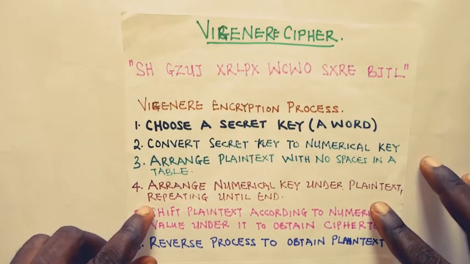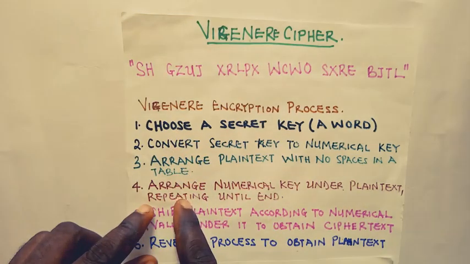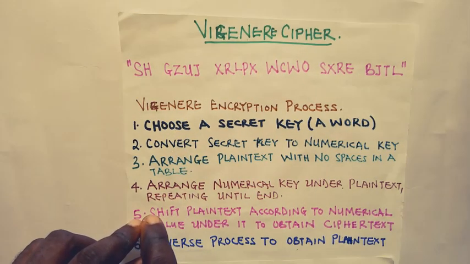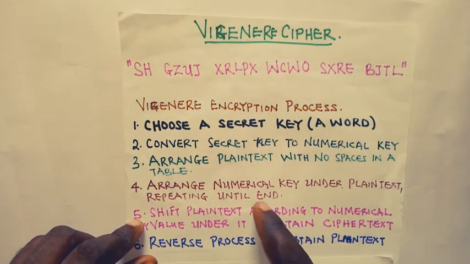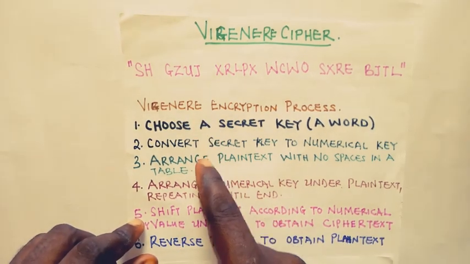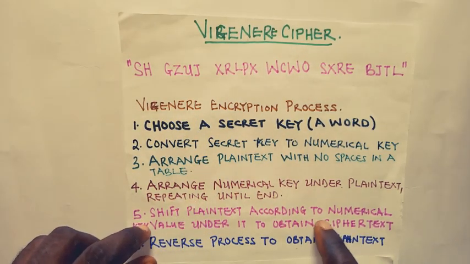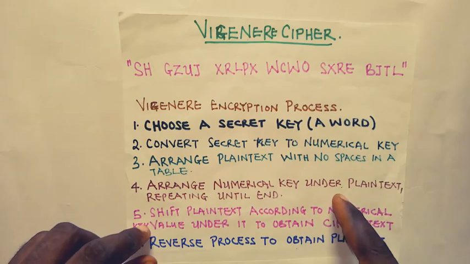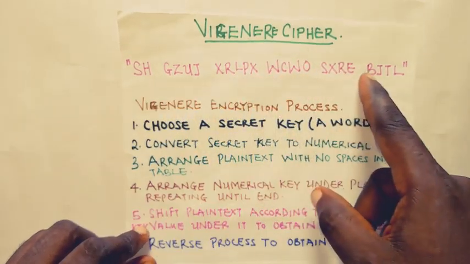Now come with me, look at this ciphertext here. All of this process has been applied up to this number 5 in order to obtain this. So in order for us to obtain this, we need to apply this in reverse order. We need to apply all of this, and then we reverse this number 5, the shifting. That is, we need to shift backwards in order to obtain our plain text.